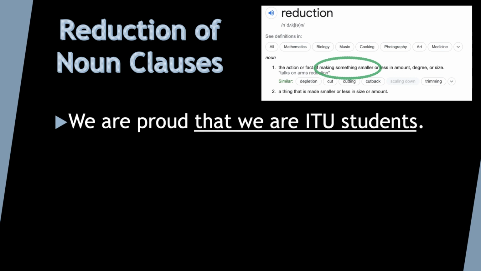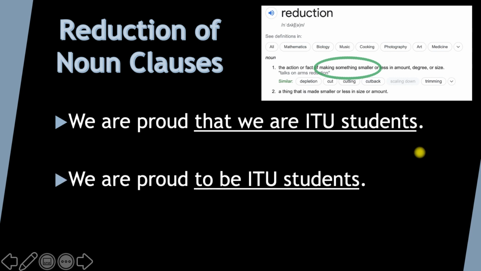We are proud that we are ITU students is a noun clause here, okay? How can we make it smaller? If you say we are proud to be ITU students, you see this one is a shorter phrase right now. So how is this possible? Let's look at the first sentence. We are proud that we are ITU students. So the subjects are the same, okay?